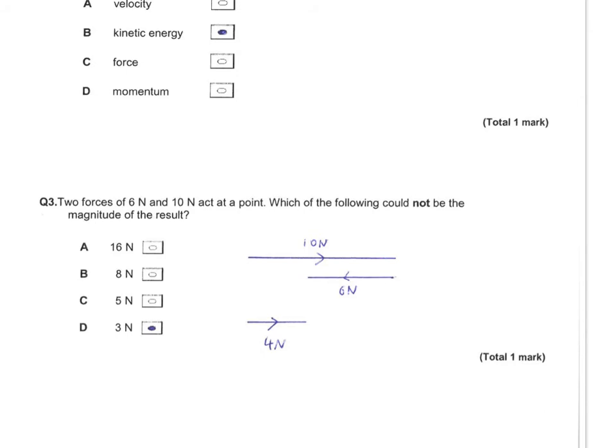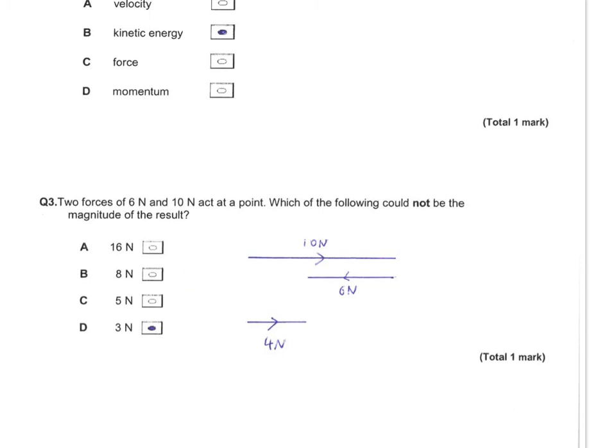The maximum resultant would be if these two forces were acting in the same direction, and we'd simply add 6 and 10 to get 16. The least would be if the 6 newtons opposed the 10 newtons, as I've drawn here. This would give us a 4 newton resultant. Clearly 3 newtons is less than this, so it isn't possible.